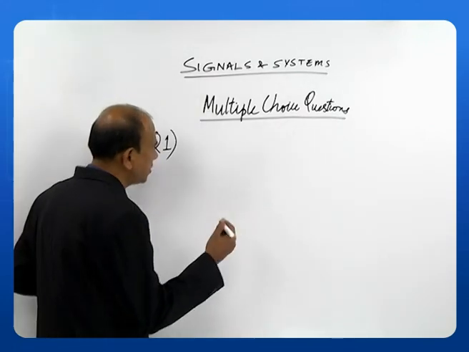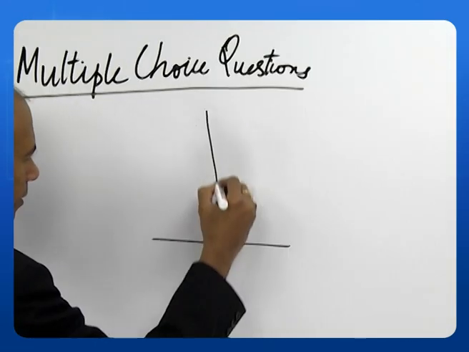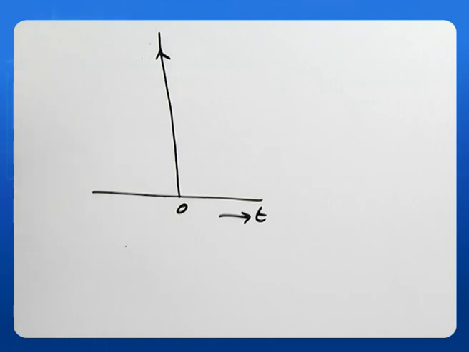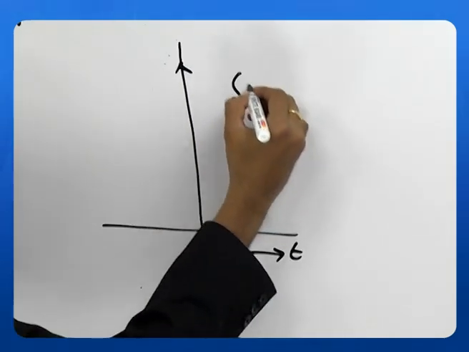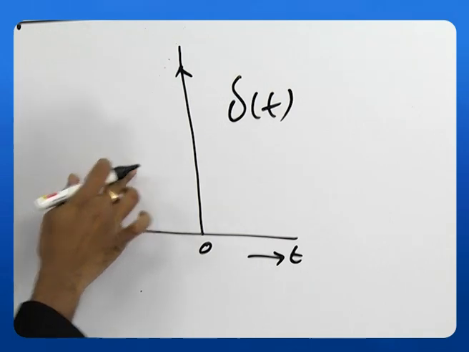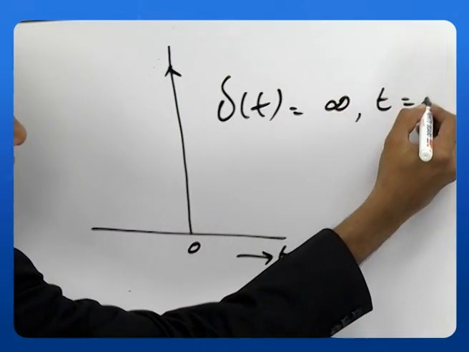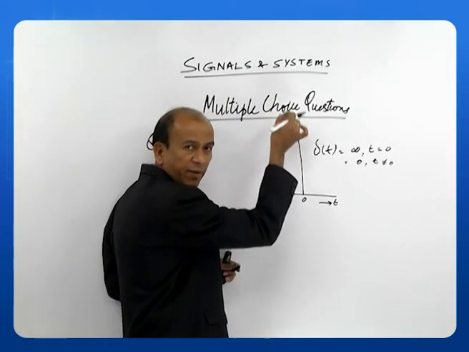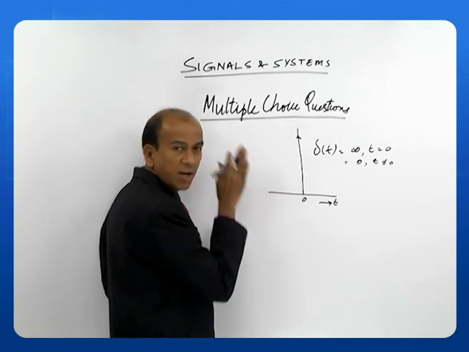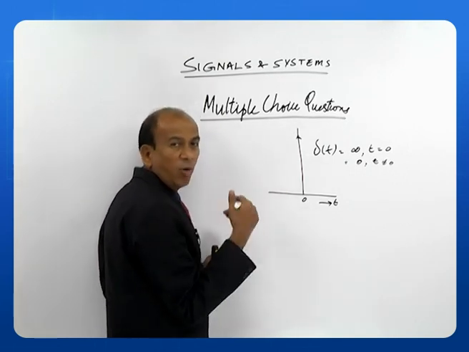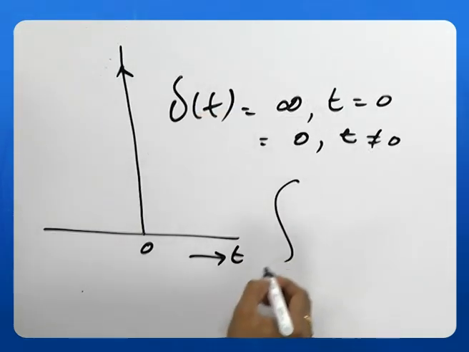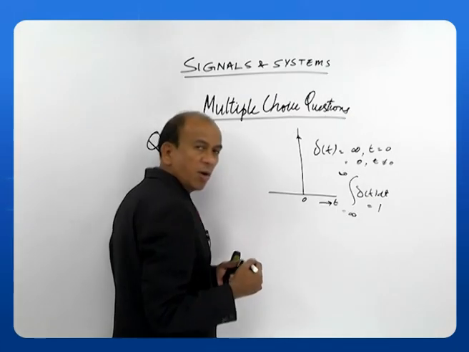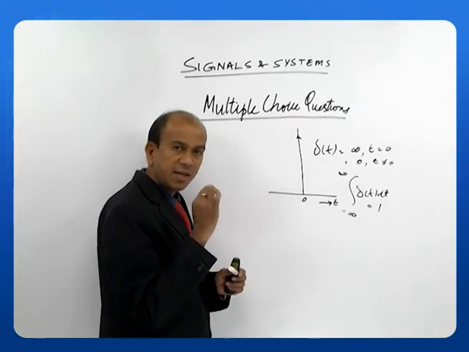So if you look at this, this is t and this is equal to 0. So delta of t, how are we defining? This is delta of t. It is infinity when t is equal to 0 and it is 0 when t is not equal to 0. That means this function doesn't exist at other places, it exists only at t is equal to 0. And how do you know the area of this curve? It exists from minus infinity to plus infinity. If I calculate its area, it will be equal to 1. So this completely defines the area of the curve.